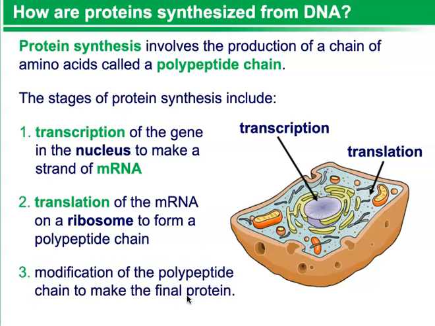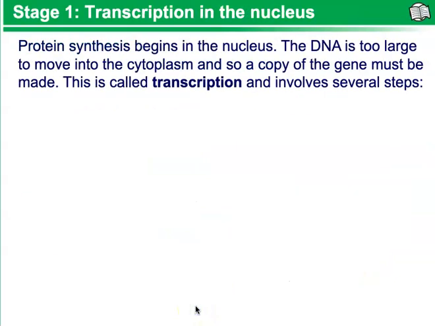Finally, 3, modification of the polypeptide chain to make the final protein. So let's delve into this a little deeper. Transcription in the nucleus. Protein synthesis begins in the nucleus. The DNA is too large to move into the cytoplasm, and so a copy of the gene must be made. This is called transcription, and it involves a number of steps.